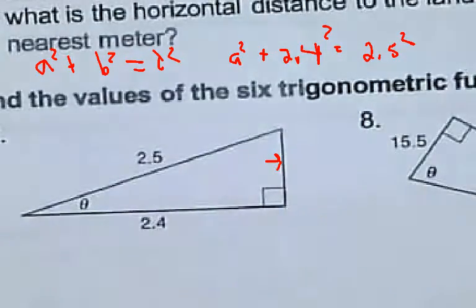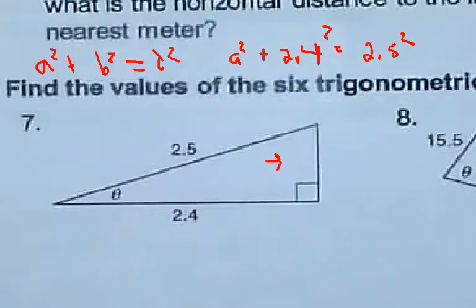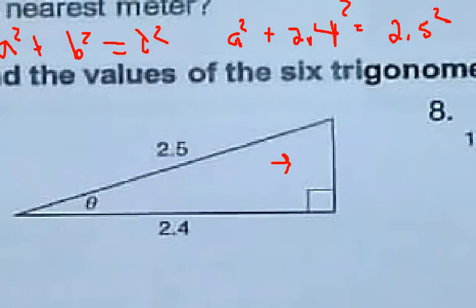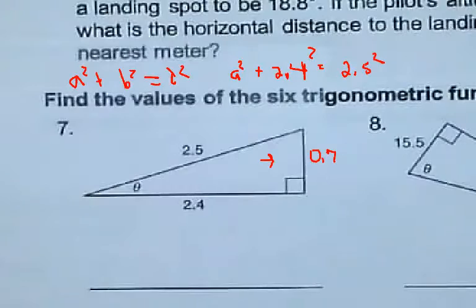Oh, I lost my calculator. There it is. So we use the Pythagorean Theorem, and we're looking for how long that leg is. This leg right here is 0.7. Ta-da! We did it! Yay! So now I need to find the 6 trig functions.